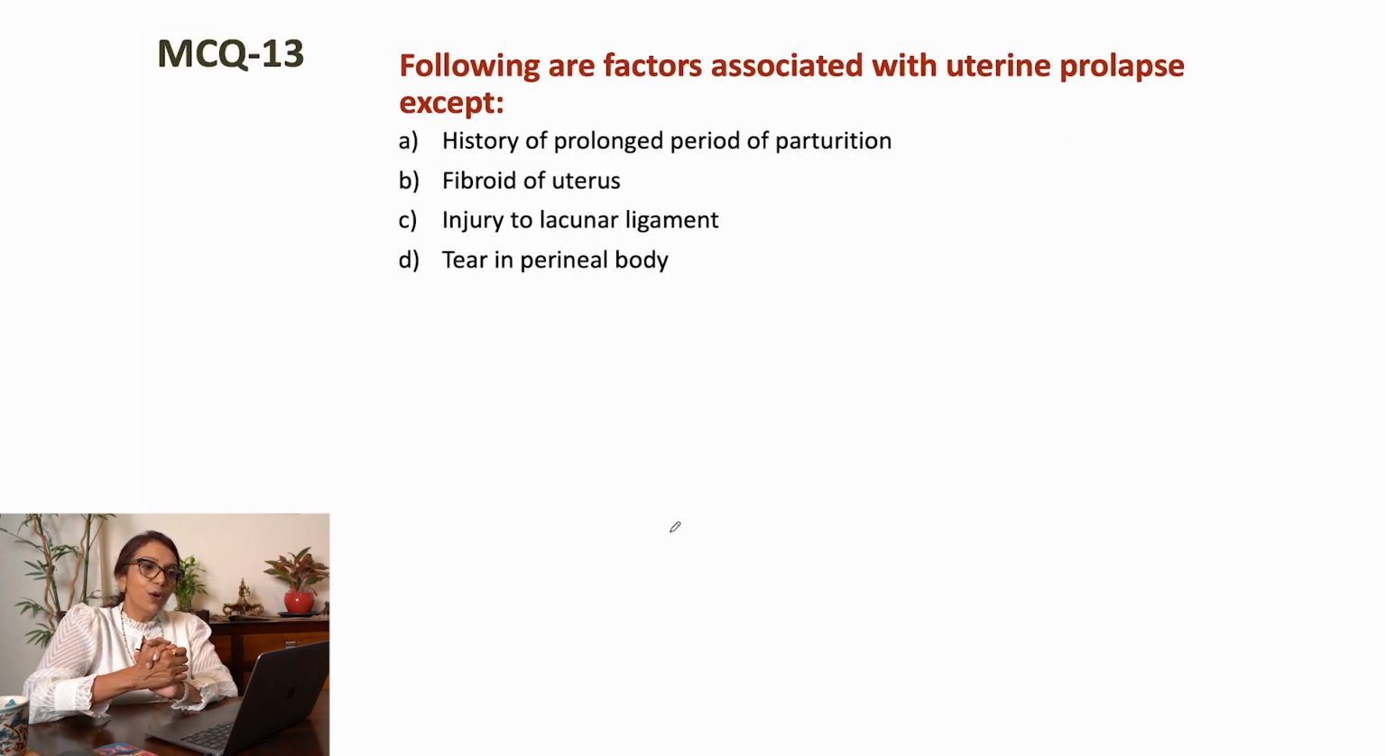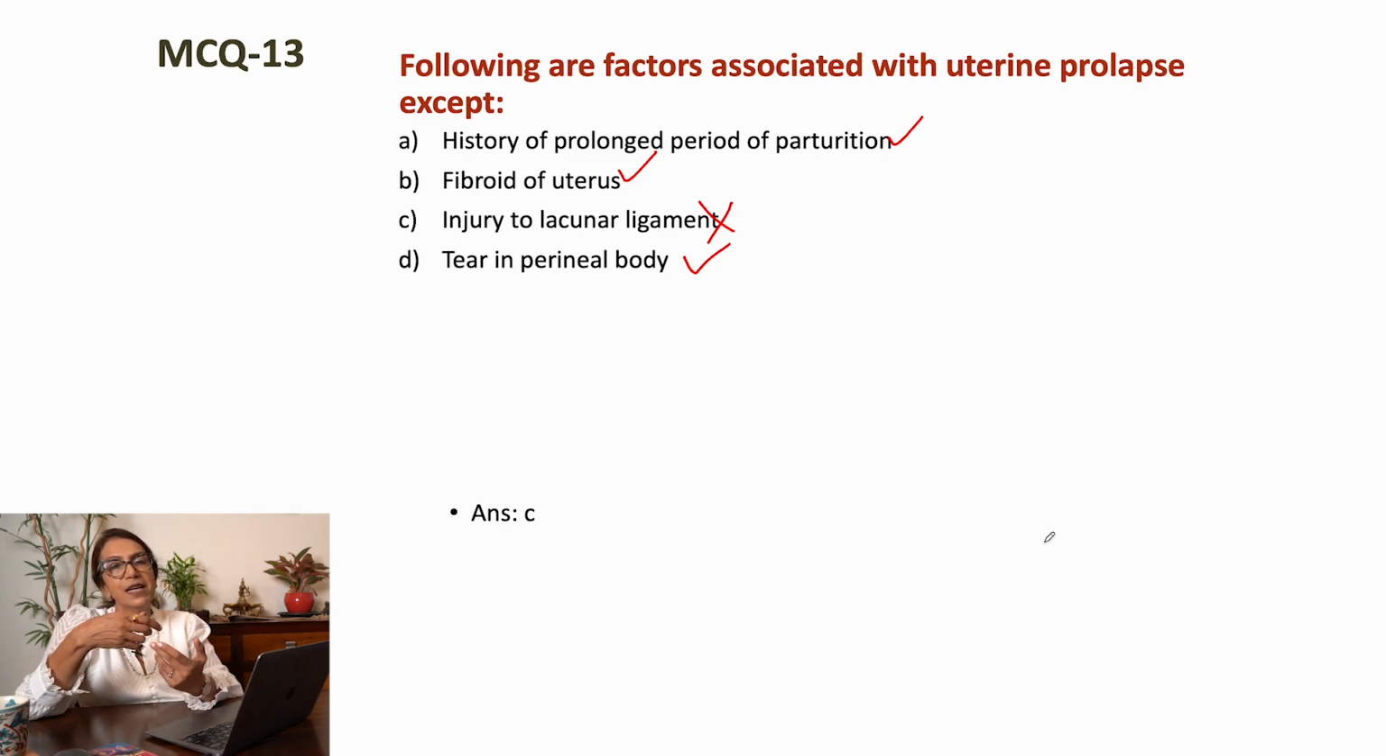So, following factors are associated with uterine prolapse except. History of prolonged parturition, yes. Fibroid of uterus, yes. Tear of perineal body, yes. Injury to lacunar ligament, no. Therefore, we know our answer is C. This is called learned MCQ solving. There can, of course, be a random MCQ solving where we keep on tick marking C, hoping it is correct. But no, that's not the way we want to solve our questions.